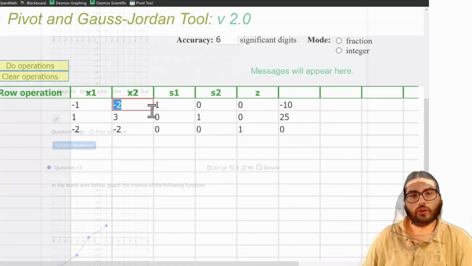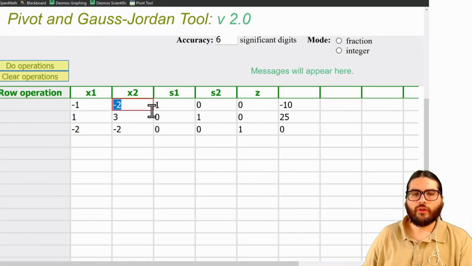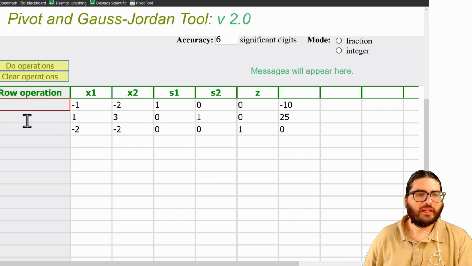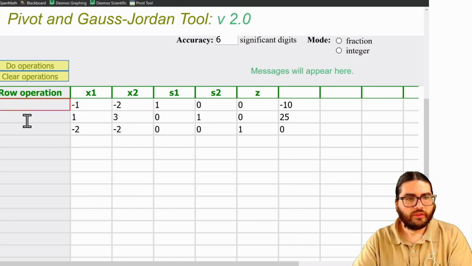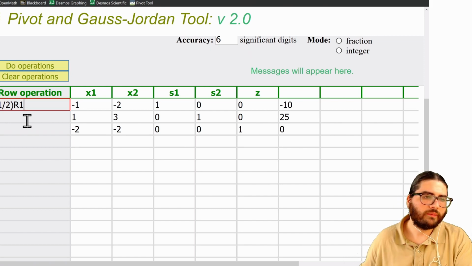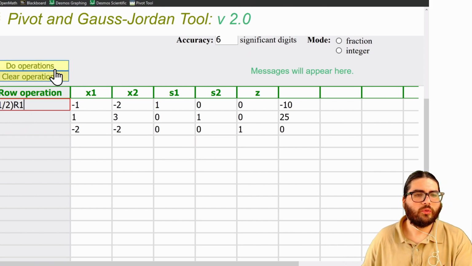Okay, got it all typed into the computer. And if I remember correctly from the OneNote, my pivot is supposed to be right here in the x2 column, which will replace this pivot here in the s1 column. Let me get out my row operations to do this. So to make that -2 into a 1, I multiply times -1 over 2 times row 1. Do that operation.